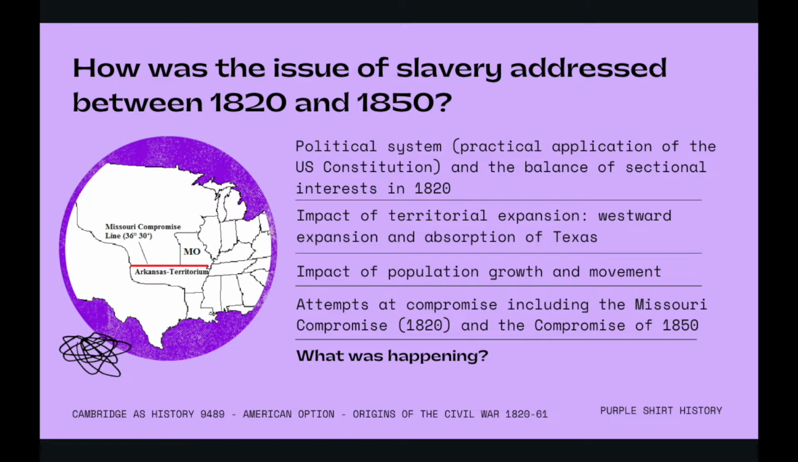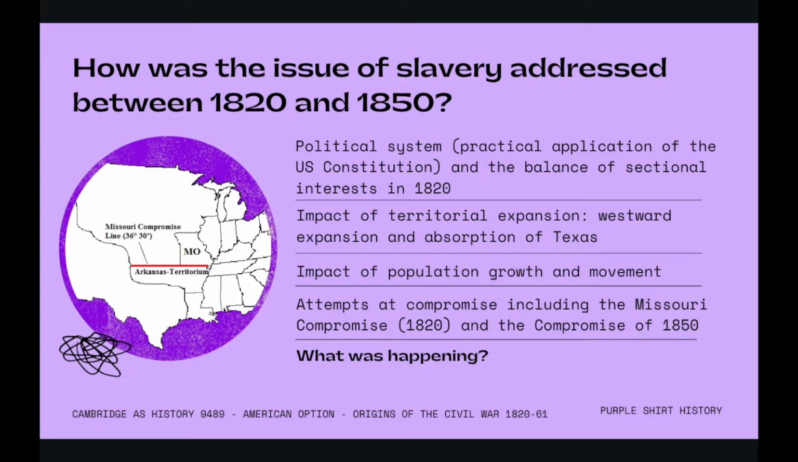So as the U.S. was pushing westward, we see in that little map there the Arkansas Territory, the Missouri Compromise Line, 36°30′. So that said, anything above that cannot be slave territory. With popular sovereignty, though, we're going to see in Kansas that this is going to be a huge problem.